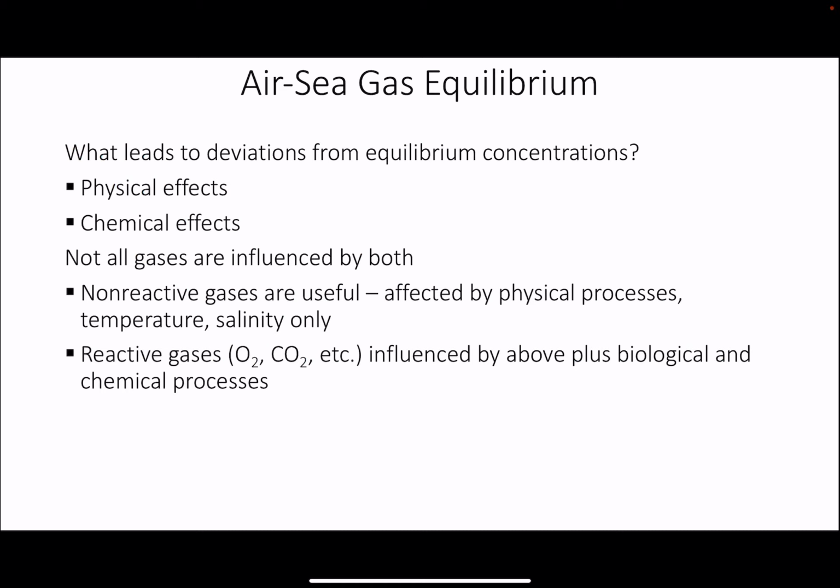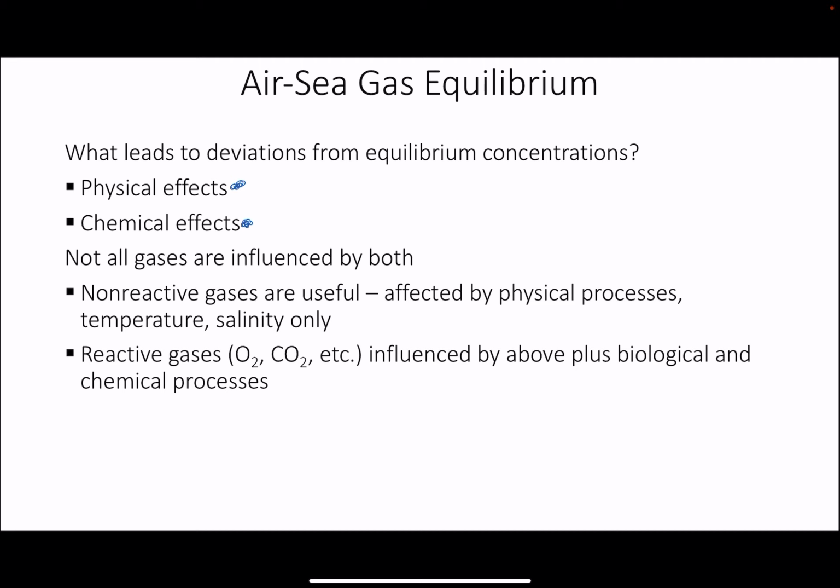So I've explained that sometimes you have a supersaturation and sometimes an undersaturation and sometimes you're at equilibrium, but why would you not be at equilibrium? We haven't really talked about that at all. And there's two main things that would lead to deviations from equilibrium. The first is physical effects, so things like wind, and the other would be chemical effects. So something's happening to the gas in the ocean that's changing equilibrium.